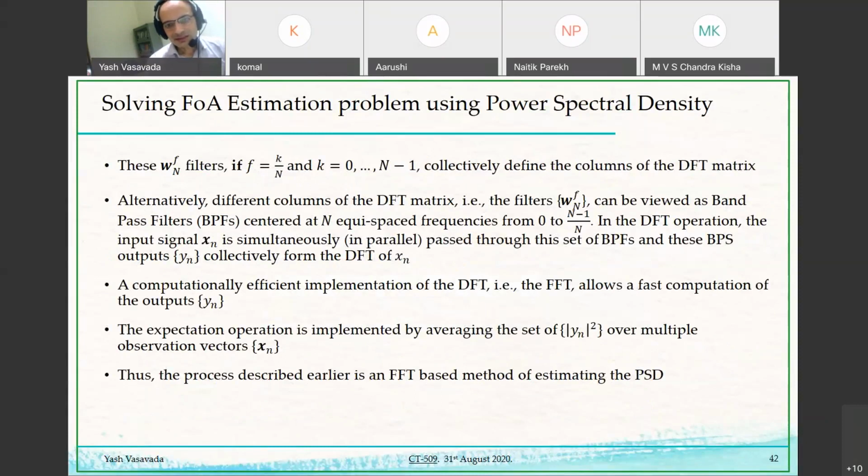I mean, obviously we can, instead of DFT, use FFT, but the math doesn't change. It still is ultimately the DFT operation.